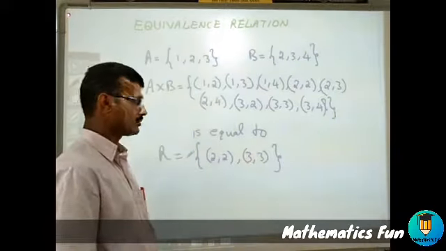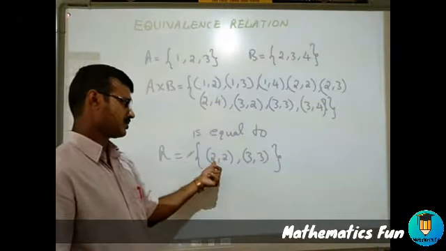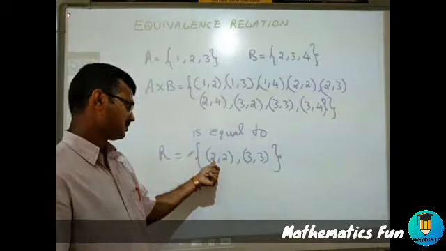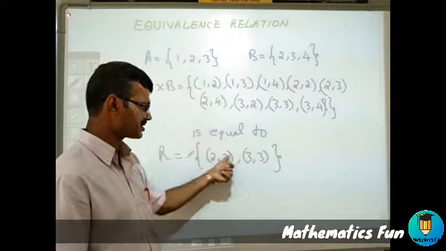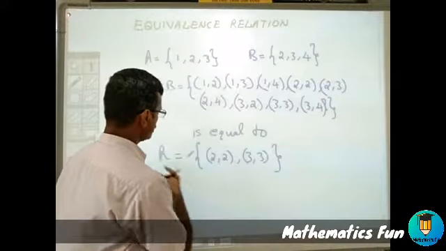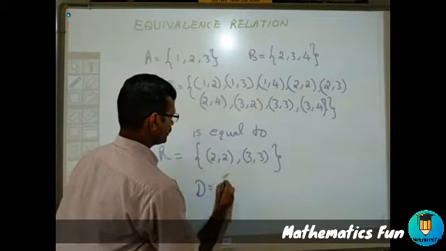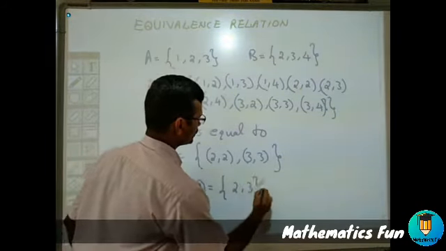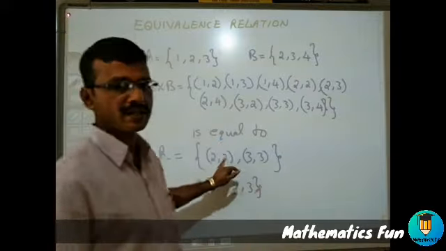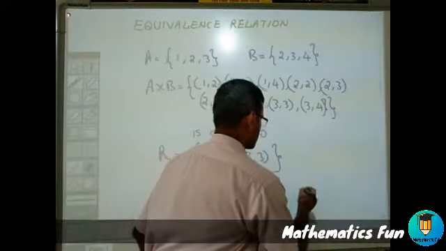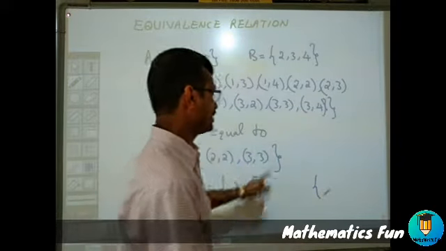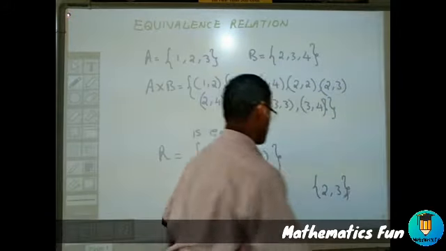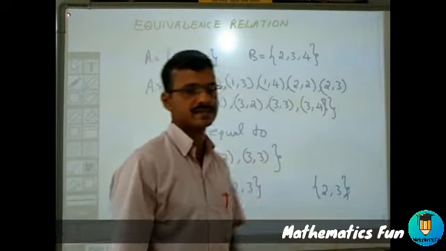Now the next point you studied is the domain. Domain means the collection of all the first components. Here you can see the first components are 2 and 3. So the domain of this relation is {2, 3}, the collection of all first components. And what is the range? Range is the collection of all second components. So the range of this, I can write it as the collection of second components, that is {2, 3}. So this is the domain and this is the range.